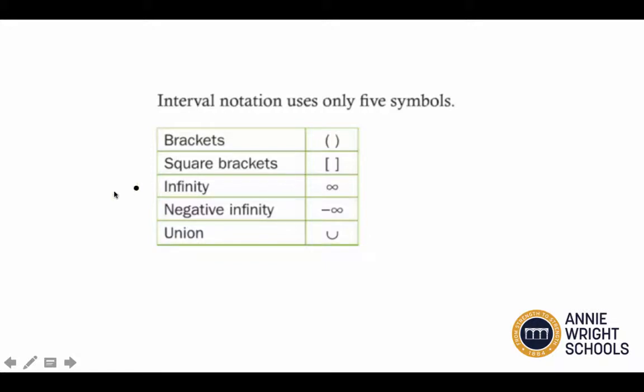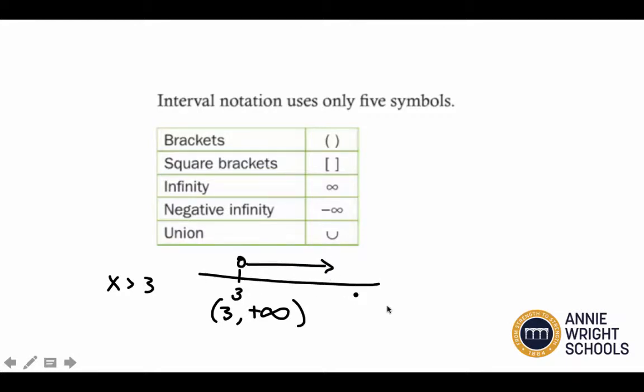symbol. The way it works is instead of writing x is greater than 3, what you could write is that 3 to positive infinity. If you look at it on a number line, you would have 3 here and an open circle pointing this way.